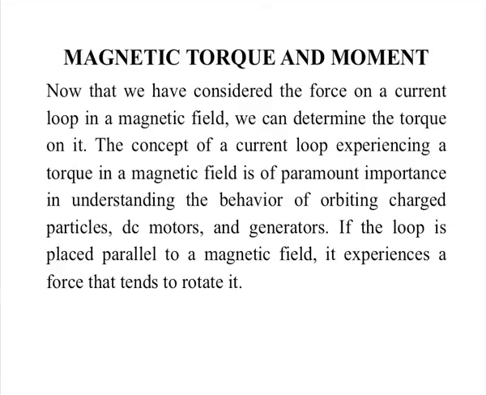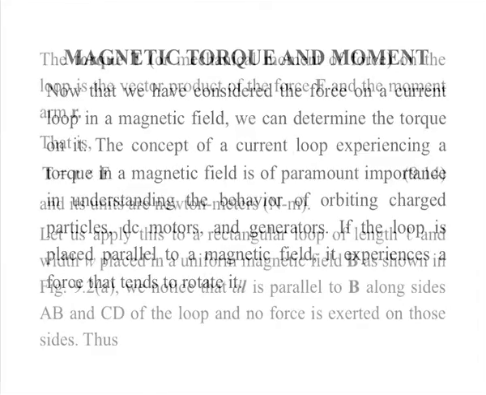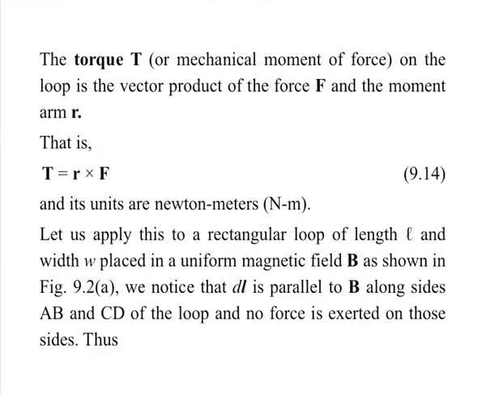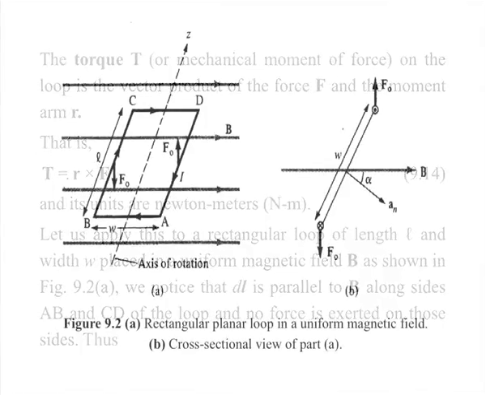If the loop is placed parallel to the magnetic field, then under such a condition, it will experience a force that would tend to rotate it. The torque on the loop is the vector product of the moment arm vector R and F, so that T = R × F. Let us apply this to a rectangular loop as shown in figure 9.2a.